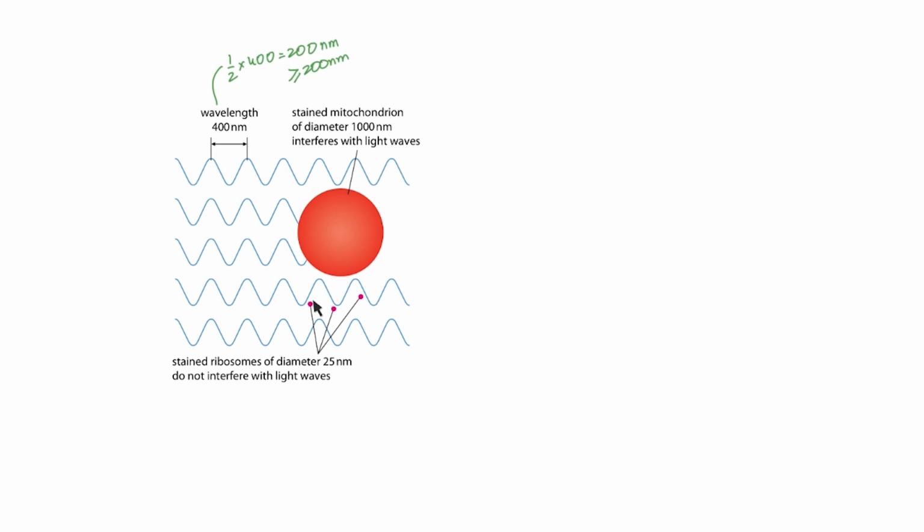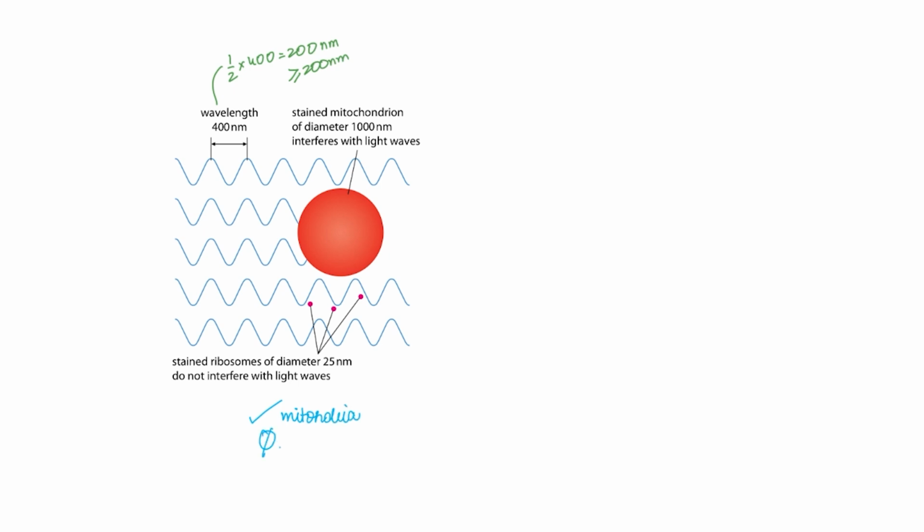Whereas if you observe the ribosomes shown within this diagram, you can see that these ribosomes are only 25 nanometers, which is much, much, much smaller than 200 nanometers. Therefore, they do not block the progression of light waves, and light can continue to pass through regardless of the fact that these ribosomes are lying in between the progression of that wave. Which is why through a light microscope you can see the mitochondrion, but you cannot see any ribosomes.